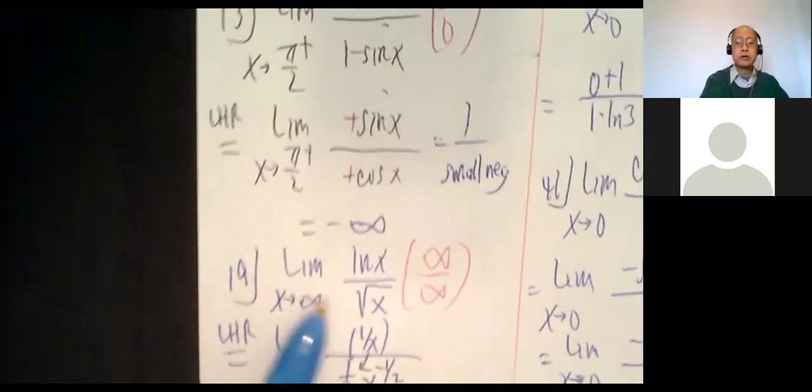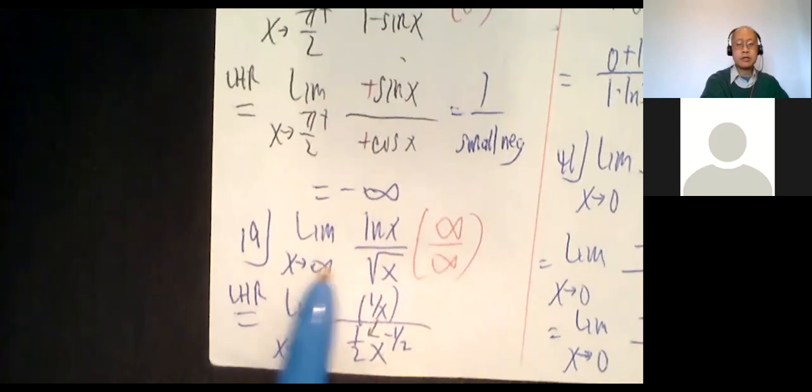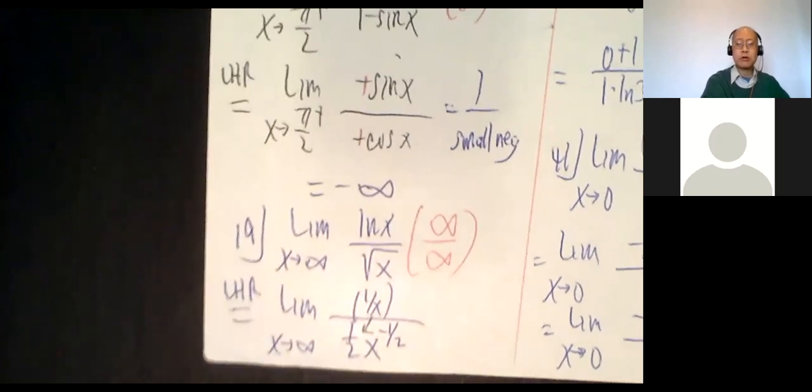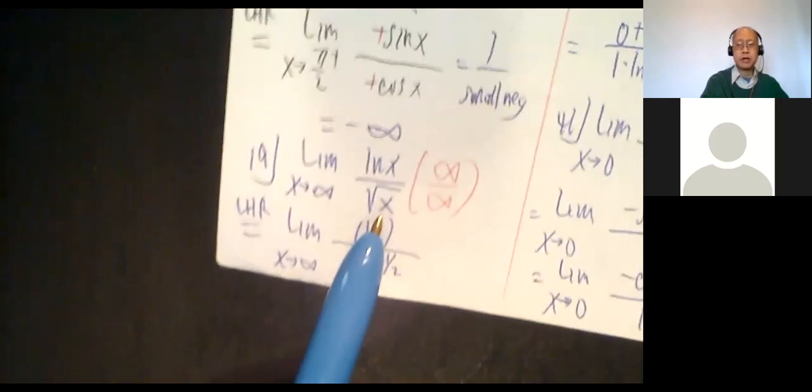All right, 19. Here's one where infinity is involved. Limit as x goes to infinity of natural log of x over square root of x. Okay, this is infinity over infinity. When x gets big, ln x gets big, square root of x gets big. So L'Hopital's rule applies. So I can take the derivative of the top, derivative of the bottom.